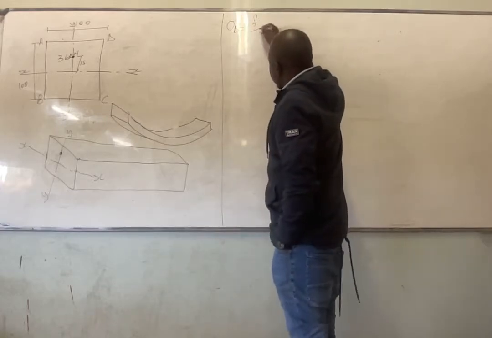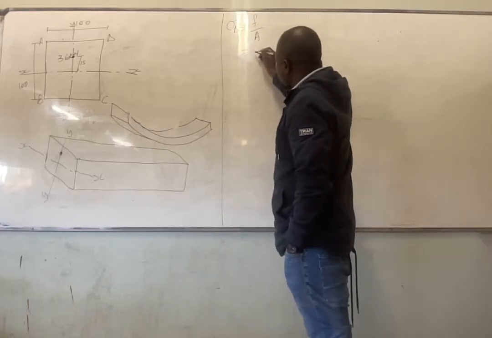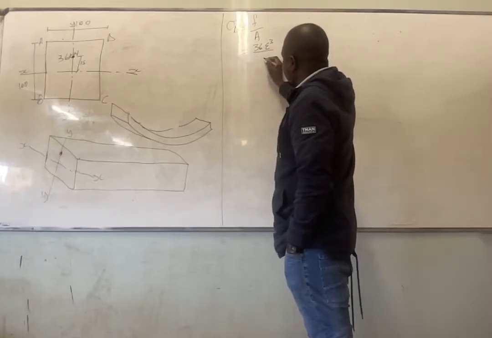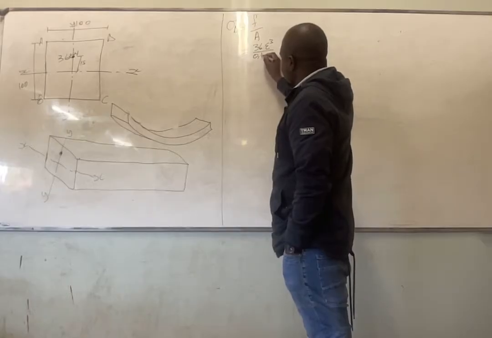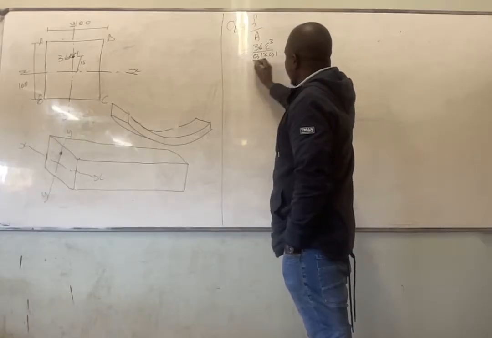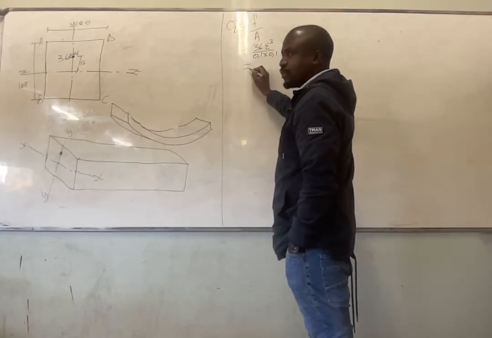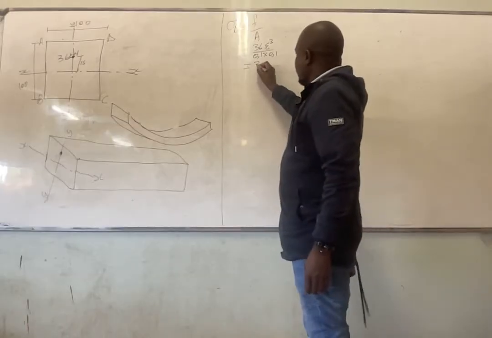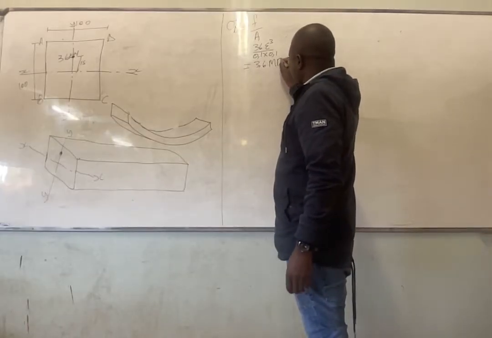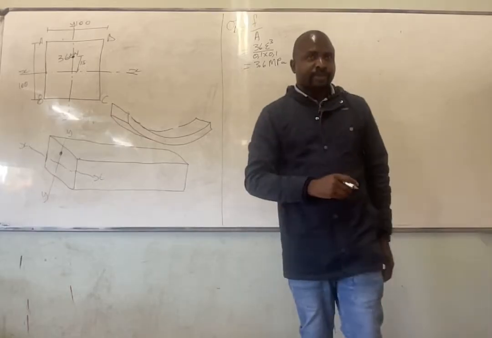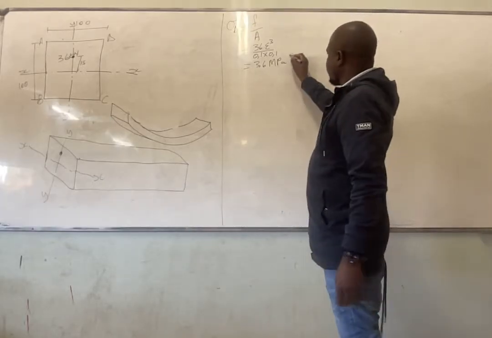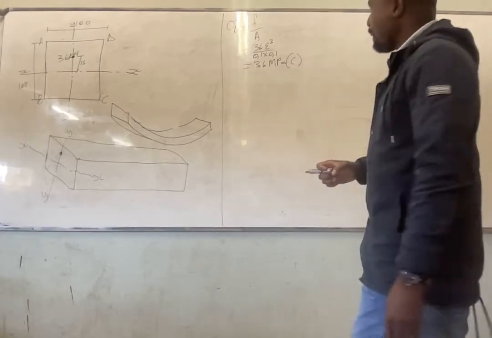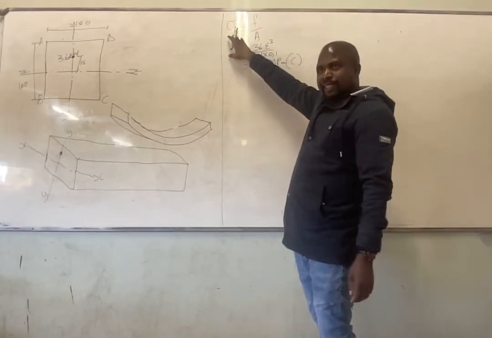So in this case, how do we calculate our direct stress? Force over area. And what is the force? 36 exponent 3, right? Over 0,1 times 0,1. And what do we get? 3,6 megapascal. What is the nature? Compressive. Nature compressive. So okay, now we do have our direct stress.